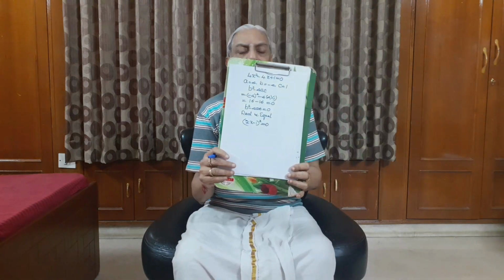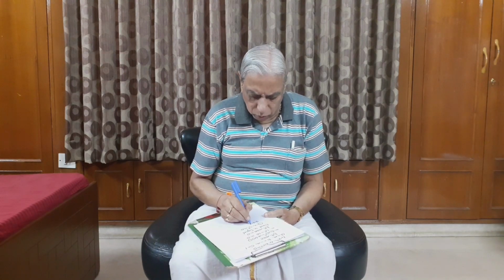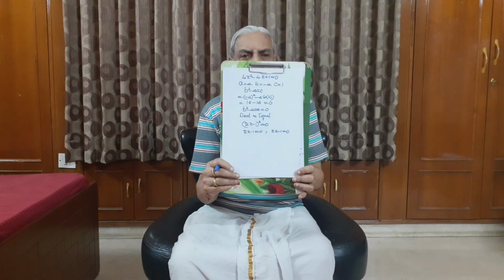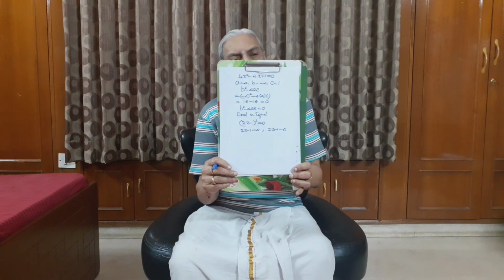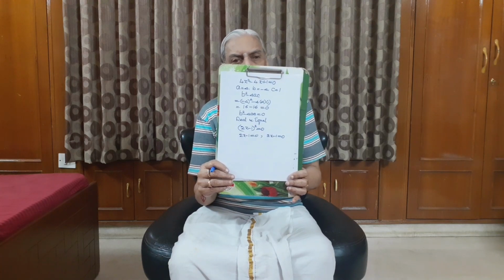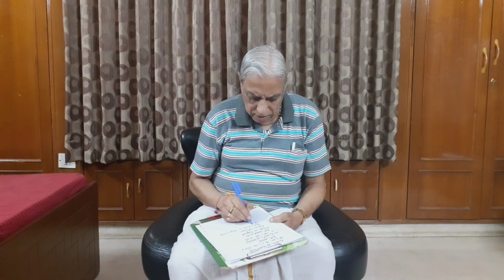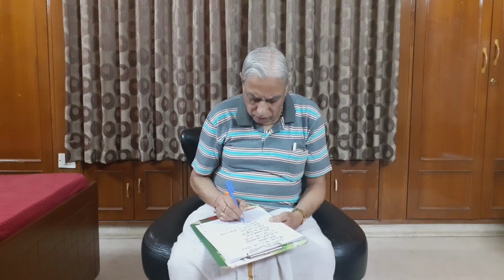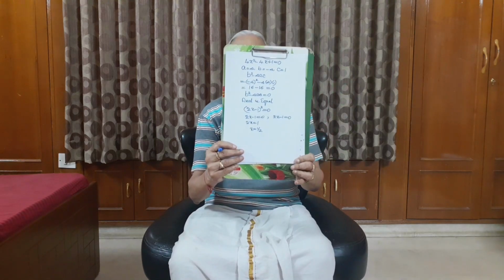Is it not the expansion of 2x minus 1 the whole square? If you factorize, 2x minus 1 the whole square is equal to 0. So, equating, 2x minus 1 equals 0, 2x minus 1 equals 0. 2x minus 1 into 2x minus 1 equals 0. From that, find the value of x. 2x is equal to 1. Therefore, what is the value of x? X is equal to half.